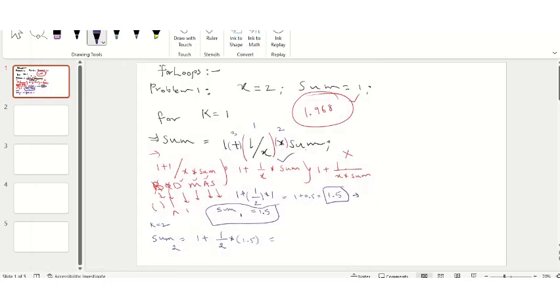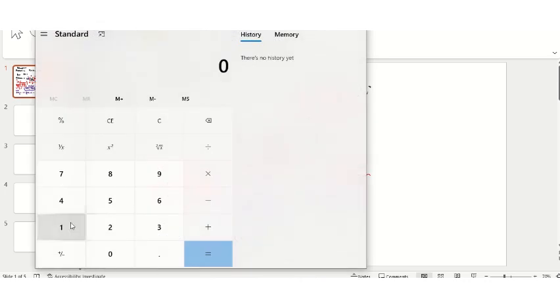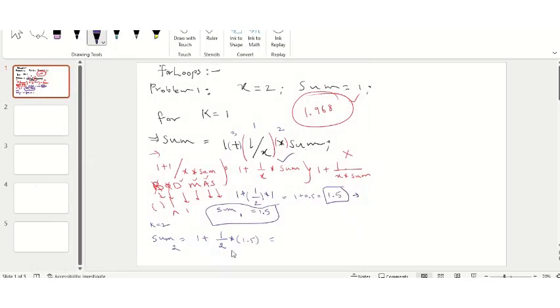So 1.5 into 0.5. 1 by 2 is 0.5, right? 1.5 into 0.5 is equal to, plus 1, 1.75. So I am getting here 1.75.